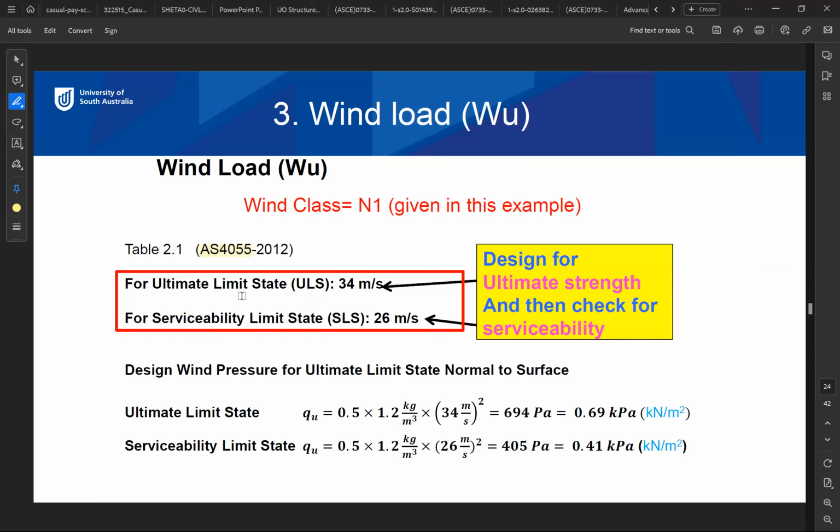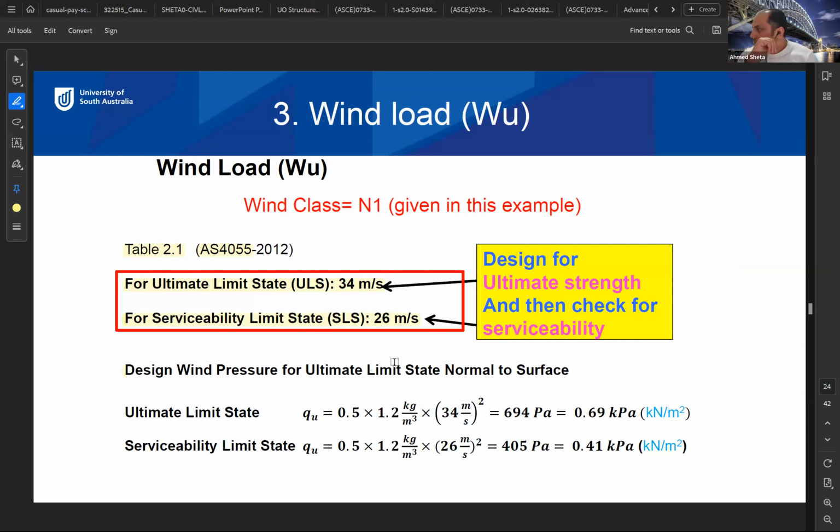Yes. Okay. So you have a lot of parameters in your assignment details: wind class, wind region, shielding, and all this stuff. Using all the parameters given in your assignment details, you will go to AS 4055, and using table 2.1, you will find two speeds: the ultimate limit state speed and the serviceability limit state speed. This is an important requirement in the assignment as well. You have to calculate both speeds, not only one.